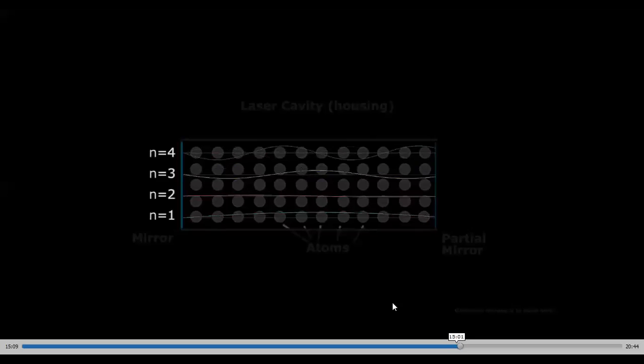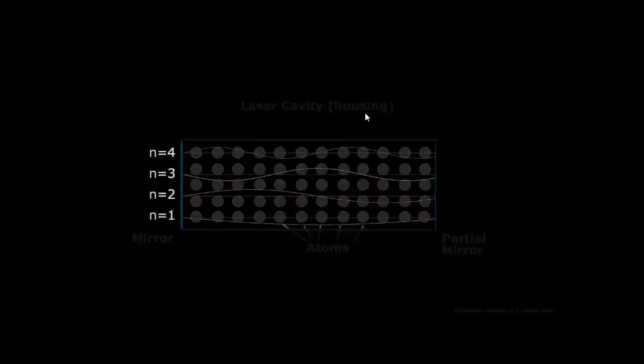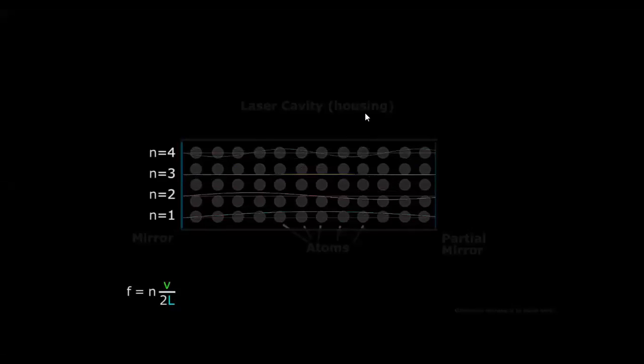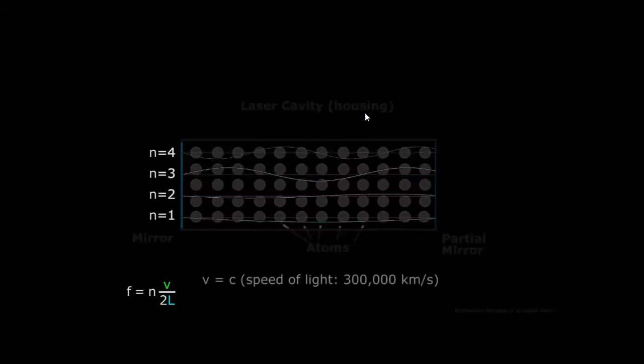Is there an equation that will tell us what modes can exist in the cavity? Sure there is. The left part is the frequency that exists in the cavity. N is the mode, which is always an integer. V is the velocity of the wave, and L is the distance between the two sides of the cavity. The velocity in our equation is the speed of light, c, which is 300,000 kilometers per second. The L is just the distance between the mirrors.